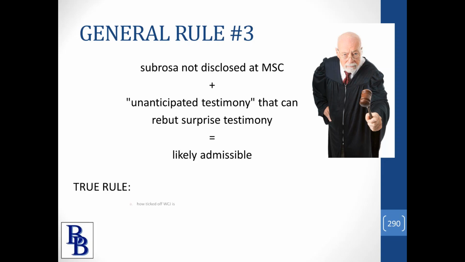Here's the true rule. It's how ticked off the judge is and who made him or her more unhappy. Are we more unhappy with the defense for holding back on the sub rosa? Are we more ticked off at the applicant for clearly lying? The more clearly the applicant is lying to everybody as they testify, the more likely I think the judge is going to allow the sub rosa in.